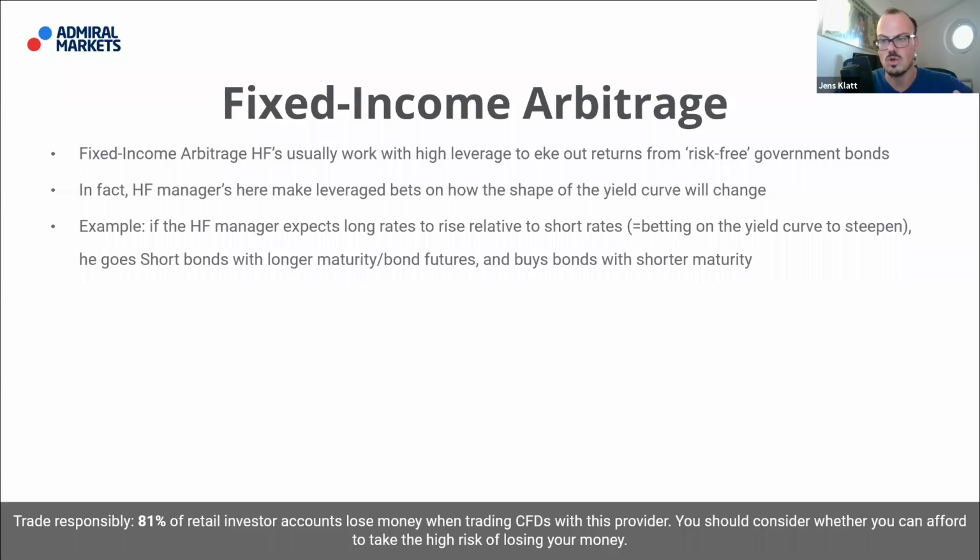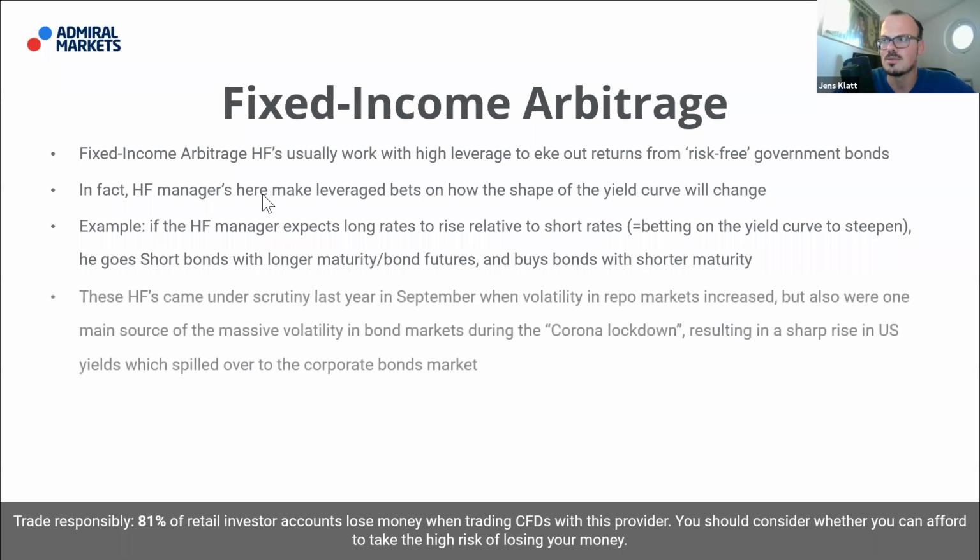So if yields rise at the long end of the yield curve, you're shorting the bonds because rising yields correspond with dropping bond prices, while dropping bond yields, in this case, converge with rising bond prices. And so you're going short the bonds with longer maturity, or bond futures in this case, and then you buy bonds with shorter maturity. And this is a very simple strategy, in fact.